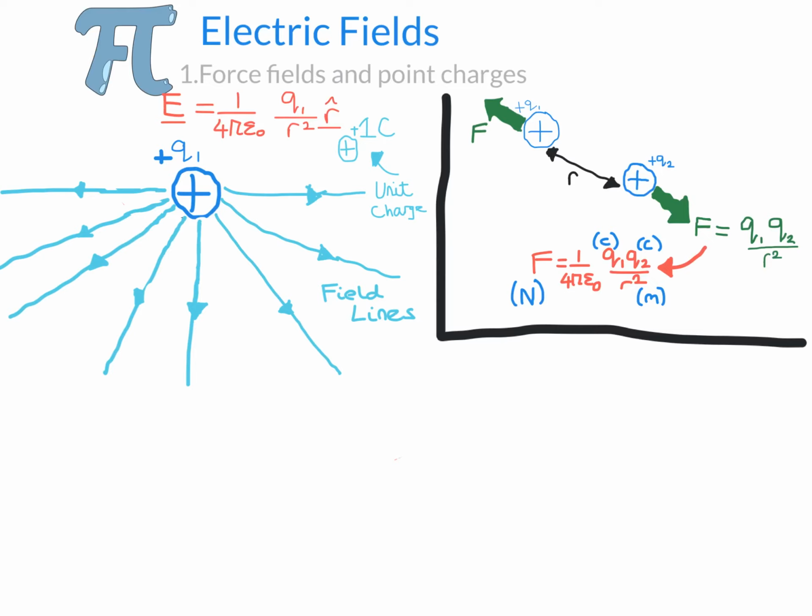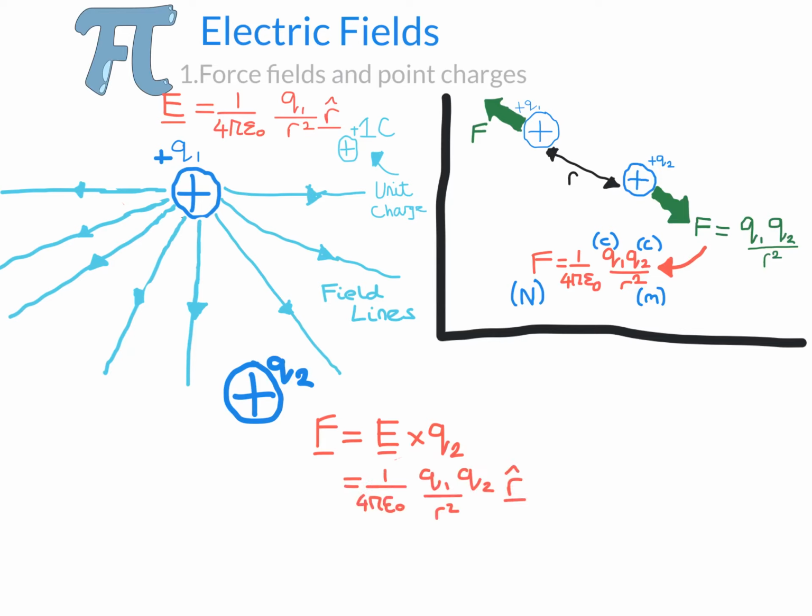If we instead want to work out what the force would be on an arbitrary point charge, Q2, all we have to do is multiply the electric field vector by the charge Q2. This will make the force vectors multiply in size by a factor Q2. Notice that if Q2 was negative, the force vector would now be in the negative r hat direction. In other words, the particles will attract rather than repel.